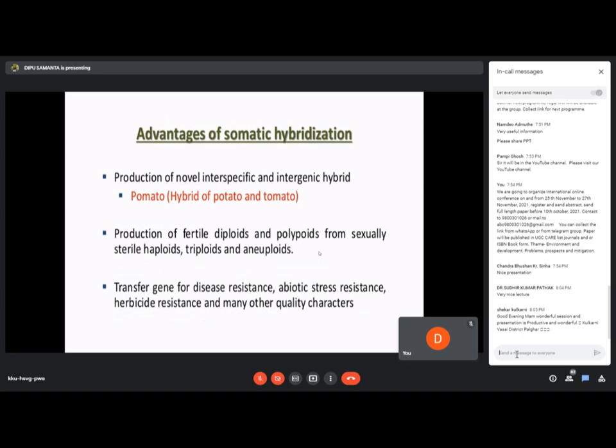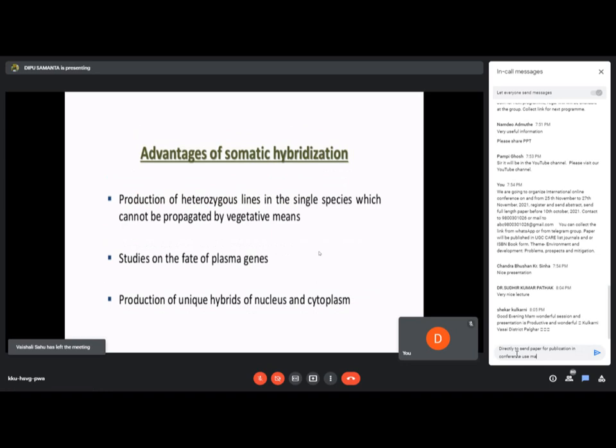Okay. Now there are several advantages for somatic hybridization, that is production of novel interspecific and intergeneric hybrids, production of fertile diploids, transfer of different genes like disease resistance, abiotic stress resistance, herbicide resistance, etc. Now, production of heterogeneous lines in the same single species, studies on the fate of plasma membrane, production of unique hybrids of nucleus and cytoplasm. This is a common photograph, that is one example.